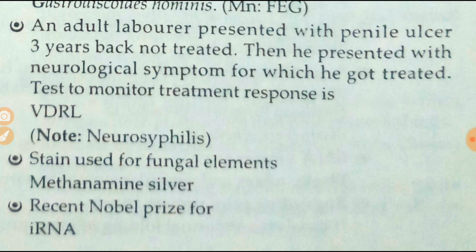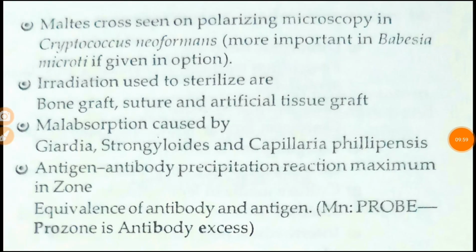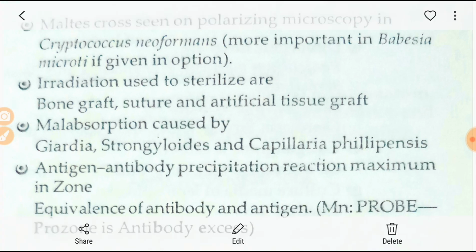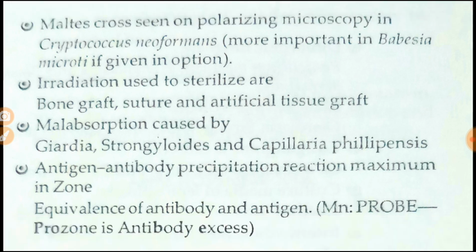Recent Nobel Prize for microRNA was given. Maltese cross seen on polarizing microscopy is Babesia microti, more important than Cryptococcus neoformans if given in options. Sterilization is used for bone graft, suture, and artificial tissue graft. Malabsorption is caused by Giardia, Strongyloides, and Capillaria philippinensis.